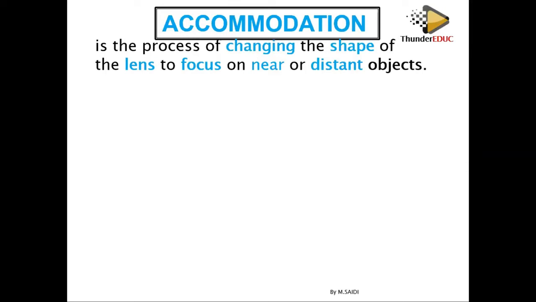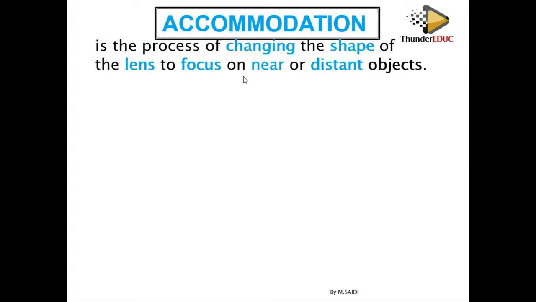This brings us to accommodation. When we talk about accommodation, we don't mean the accommodation where you stay. Here it is the ability of the eye to see near and far objects. It means the eye is supposed to change the focal length of the lens so that it can see near and far objects. It's the process of changing the shape of the eye lens to focus the near and the far object.